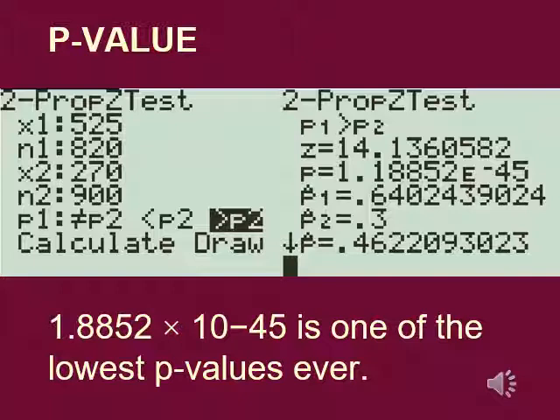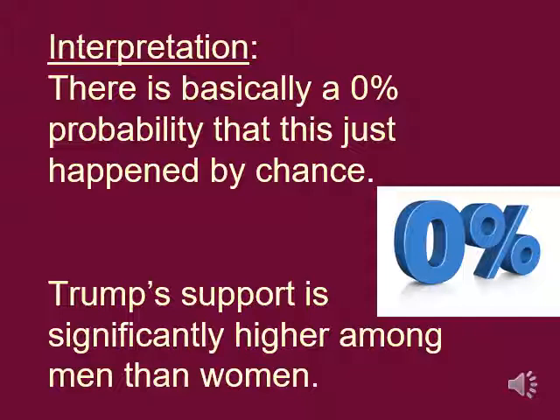I did not bother writing this out with a decimal point because if I did, I'd have to put 44 zeros and then 118852. What that result is basically telling us is that the probability that this just happened by chance was 0. You would have to do this quintillions of times to get that result just by chance. And here it was something that we could say, yeah, there definitely is a significant difference, and Trump's support is significantly higher among men than it is among women.